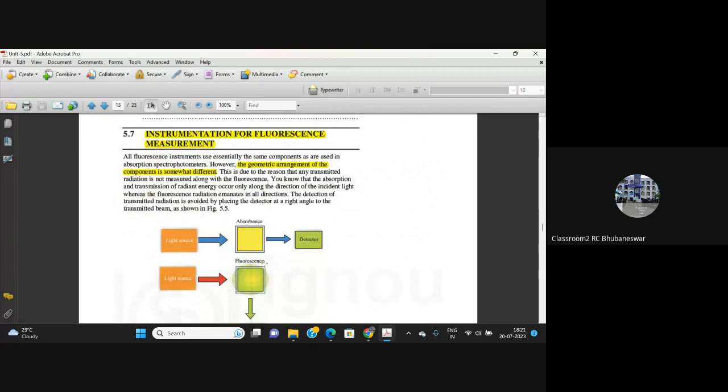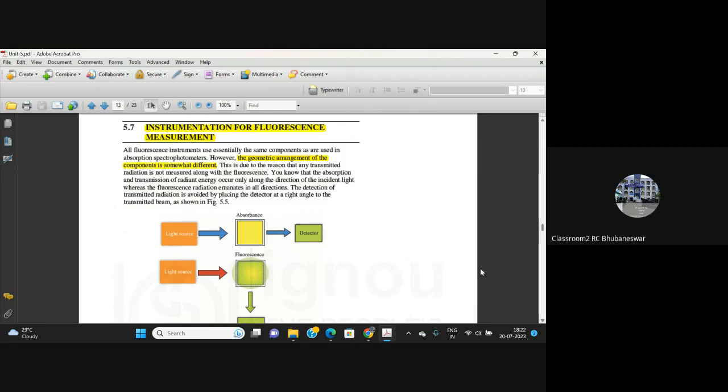I'm not skipping it, I'm just not telling you in detail, but I will show you one or two research papers so that you will have an understanding of this. Whatever you are studying also has applications. So, instrumentation for fluorescence measurement, like everywhere else, has a light source, a sample holder, then your monochromator, then your detector, and then your output device.